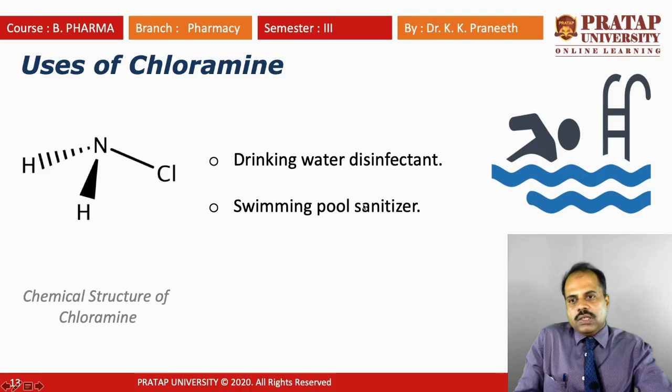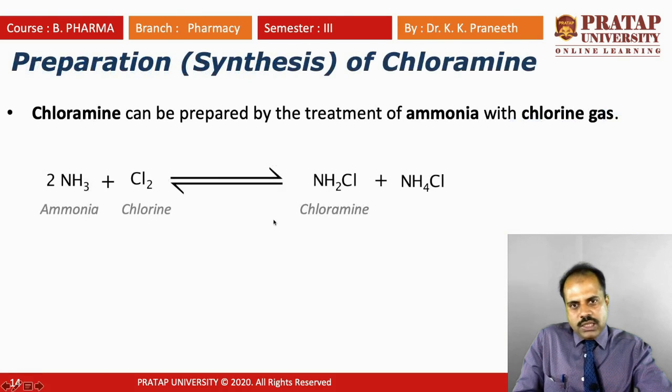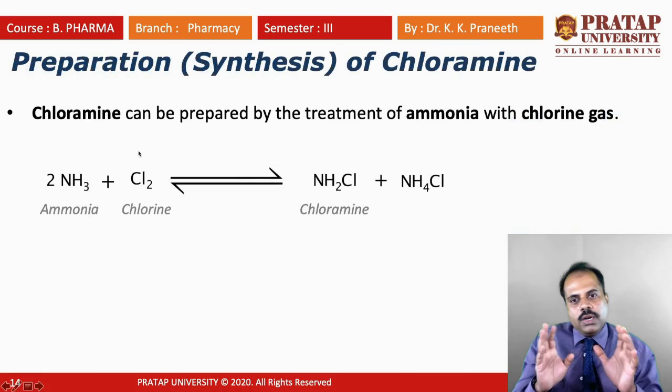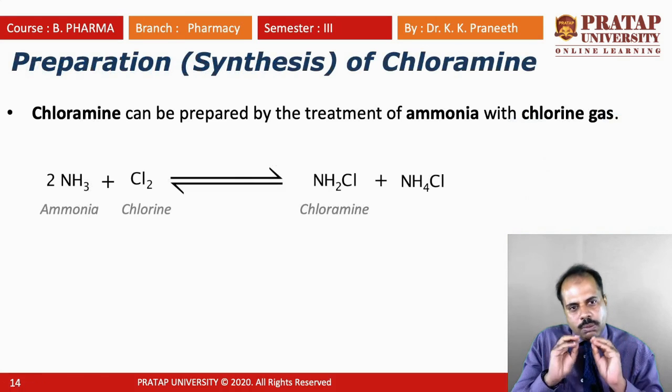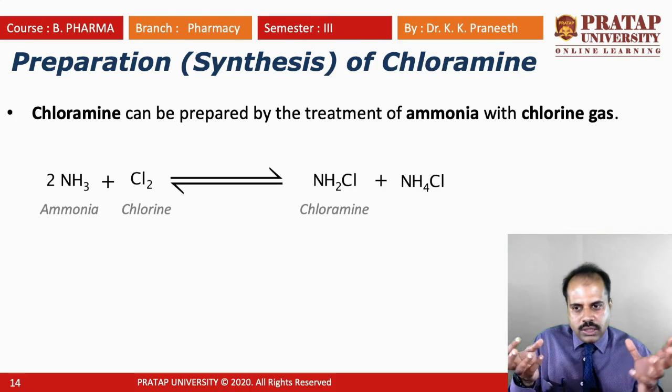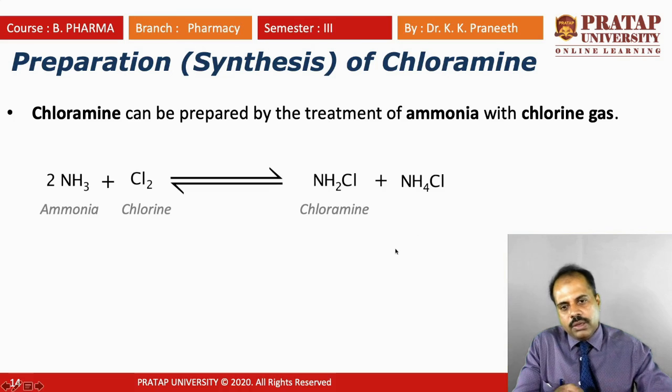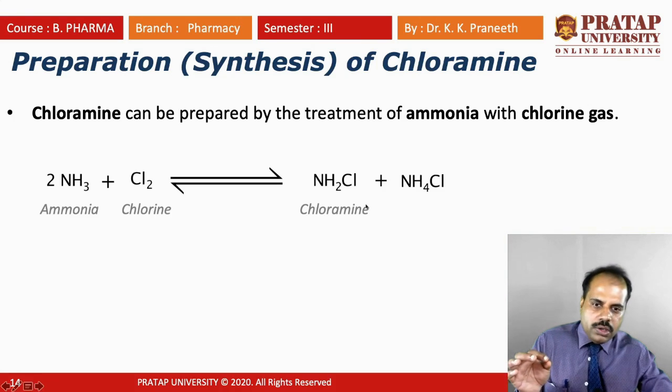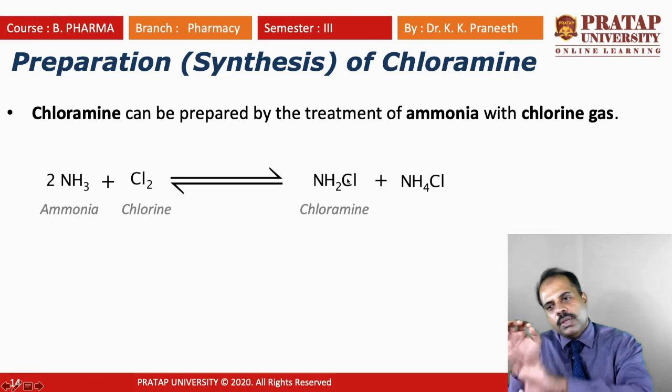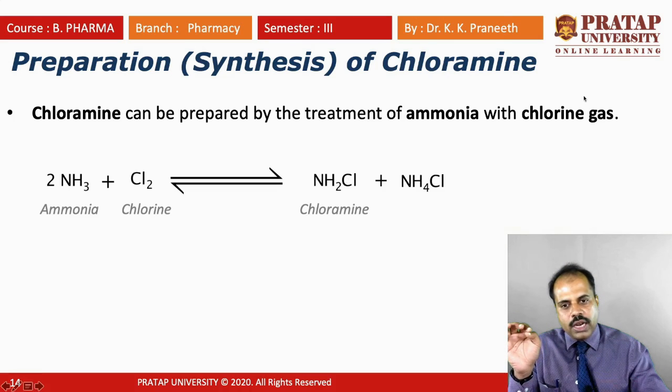Finally, we will see the synthesis of chloramine, which is very simple. Chloramine can be prepared by treating ammonia gas, which is easily available and very cheap, with chlorine gas. You mix these two and you will get chloramine. This double-headed arrow shows that it's an equilibrium reaction. It can go forward, and it can also come back to the reactants. If you react chloramine with ammonium chloride, you get back the reactants. So it can be easily prepared by this reaction.